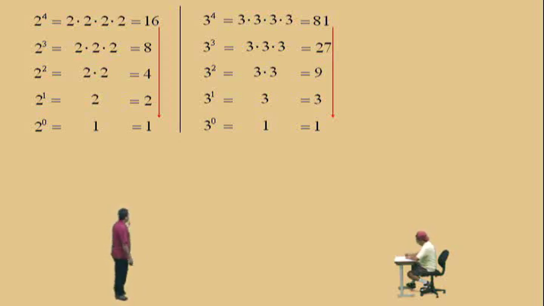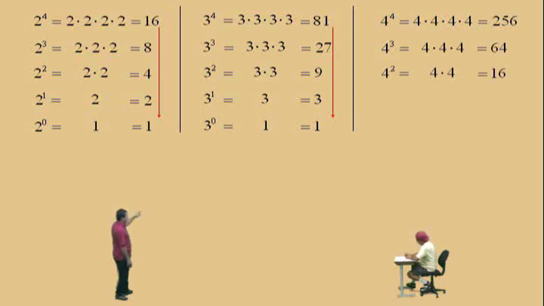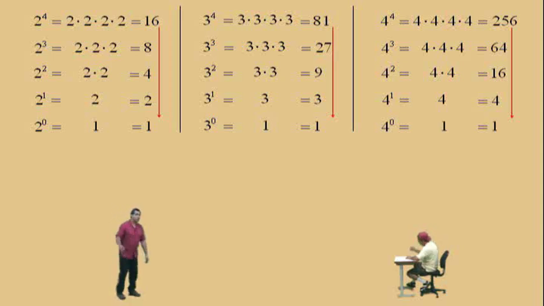If we redo it with a 4, I'll go very quickly through this one. We have 4 to the 4th, 4 cubed, 4 squared, 4 to the 1st, and again, what's 4 to the 0? If we take a look at the pattern, we are dividing by 4s, because every time we're losing a 4. So 256 divided by 4 is 64, divided by 4 is 16, 16 divided by 4 is 4, and 4 divided by 4 is 1. And so if you do this with any base, positive or negative, you will always get 1 when you raise to the 0 power.